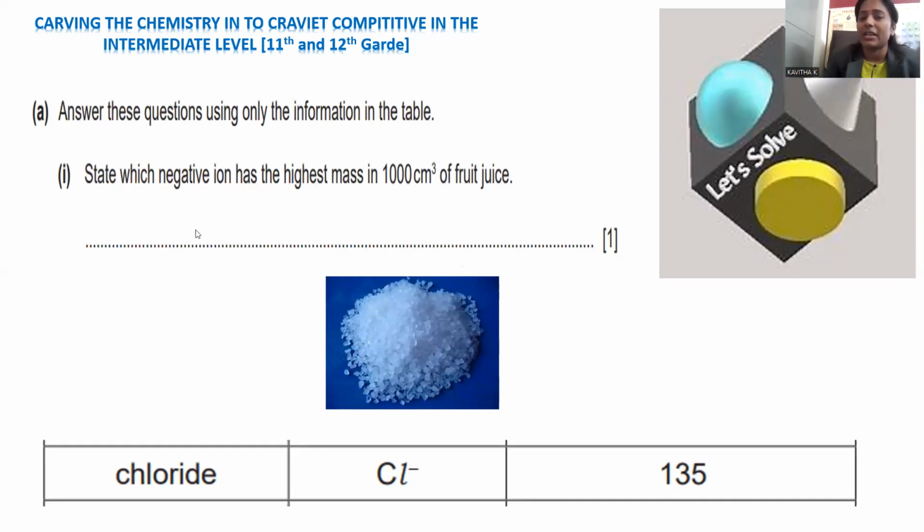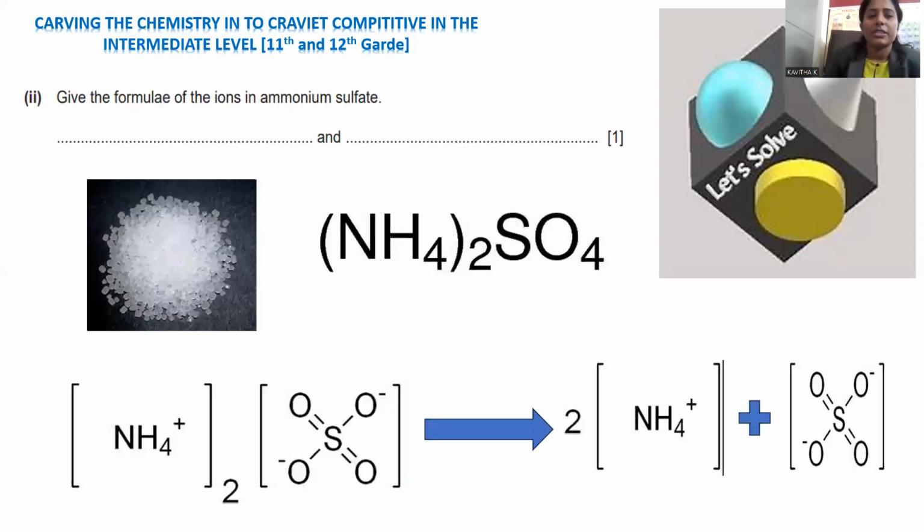First of all, we have to analyze what the question is asking. Move on to question number 2. In question number 2, give the formula of the ions in ammonium sulfate. Ammonium sulfate is the salt where the cations are ammonium and the anions are sulfate. So ammonium sulfate salt is provided here. They're asking for the formulae of the constituent ions.